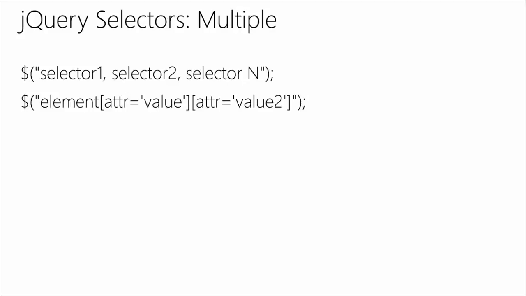Something else we can do with selectors: multiples. So instead of just one thing, we can select multiple elements out of the DOM. We can do that easily enough with this kind of syntax, like $, and then multiple selectors, comma separated. So any selector that we need to, from 1 on to n.